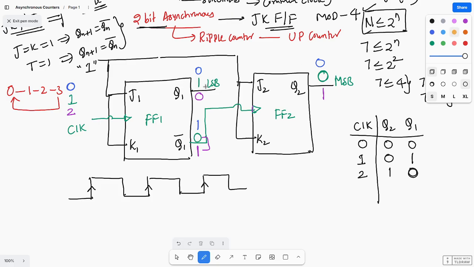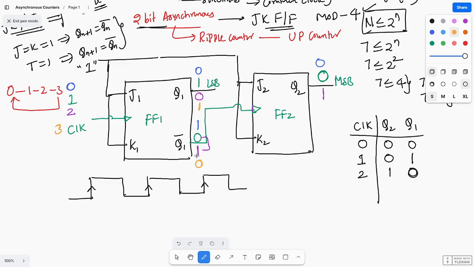And next you see at the third clock pulse what happens. This flip-flop always toggles, so this becomes 1, and this becomes 0. This is a negative edge of clock.